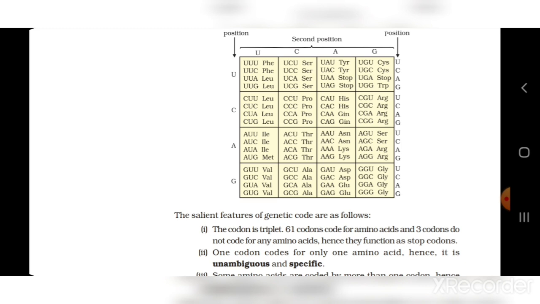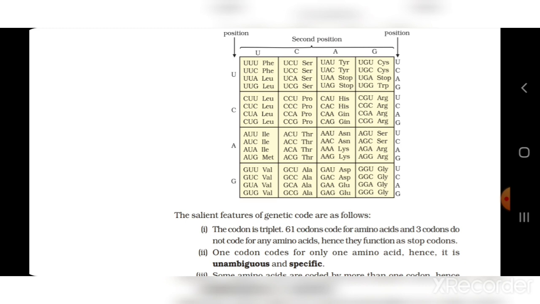So the codons are specific. A codon can code for only one amino acid, but that particular amino acid can also be coded by another combination of bases.